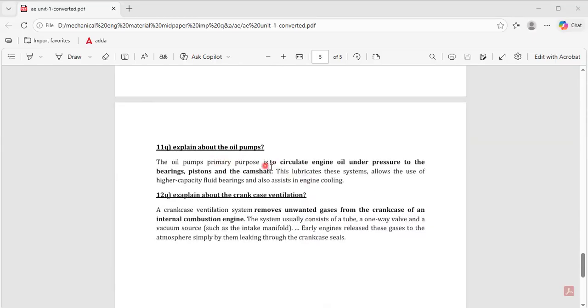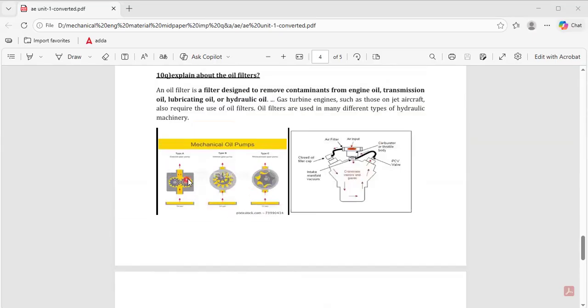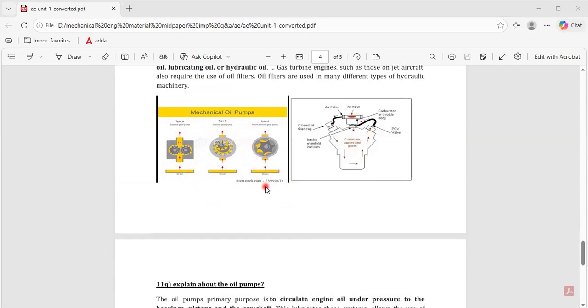This explains the oil pump. Here you can see different types of oil pumps: Type A, Type B, Type C. Here two lobes are used, with centrifugal force, in order to pump the oil from down to up. This one here also pumps from down to up. So this is how the oil is pumped.